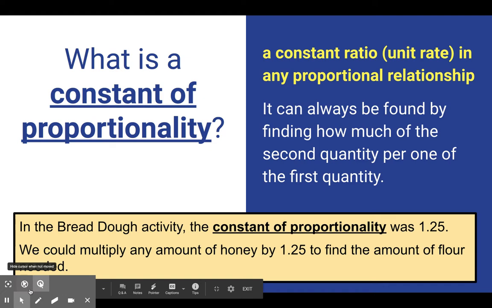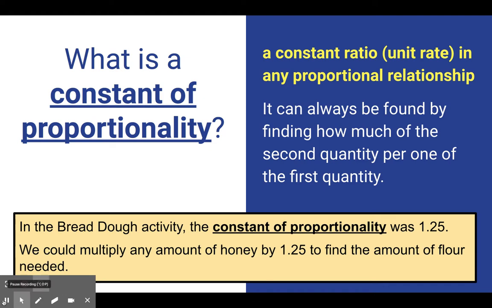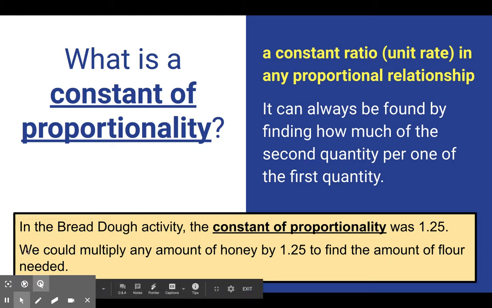So let's take a second to pause the video here so that you can copy down this slide. Now that we know what this constant of proportionality, or unit rate, is, it tells me that we can multiply any amount of honey by 1.25 to find the amount of flour that's needed.